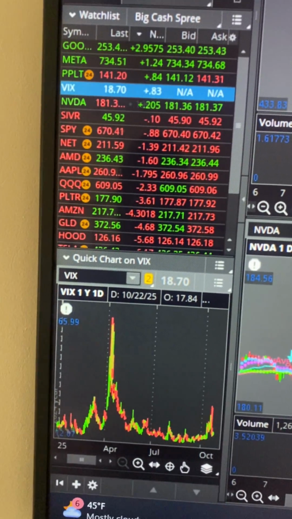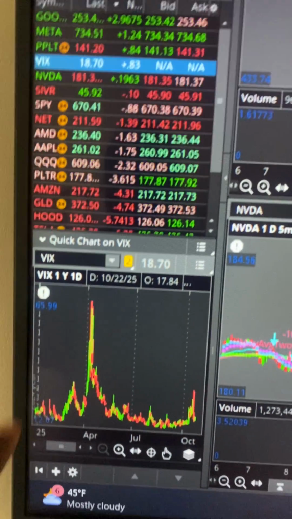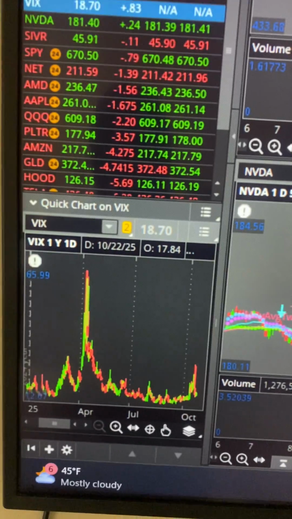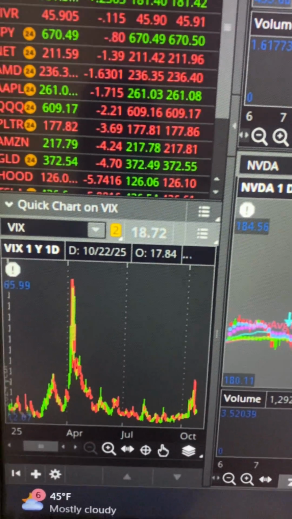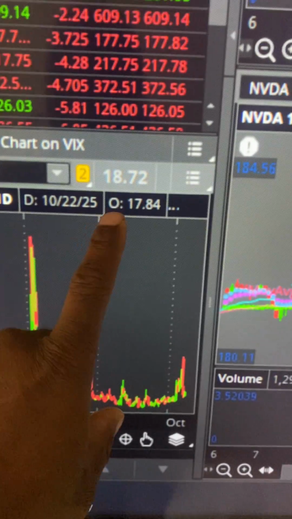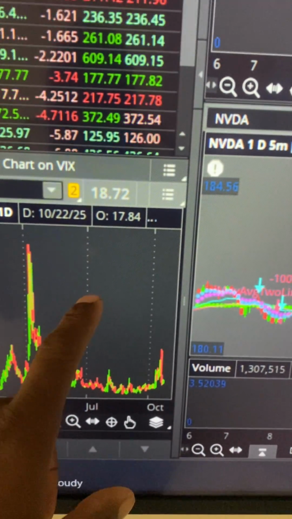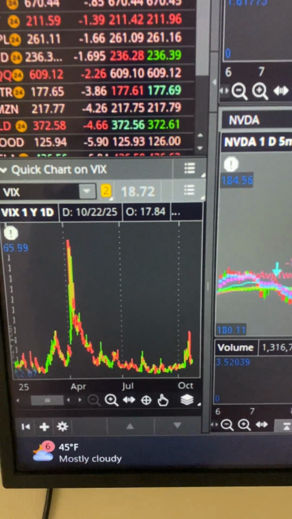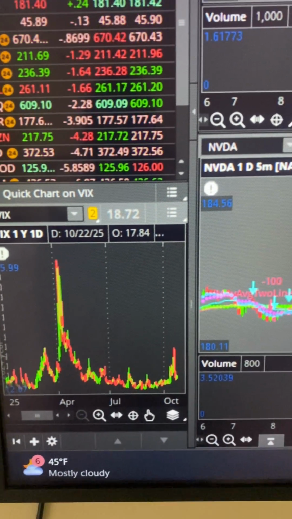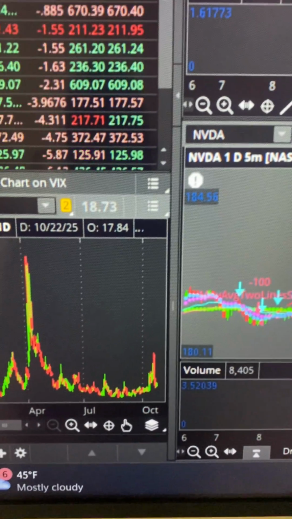If the market is up, the VIX will be low. If the VIX is high... 18 is decent, 15 is good. When it starts to get to like 19, 20, 23, 24, that's starting to get high. So when you start seeing that, you'll know that the market is probably going to come down.